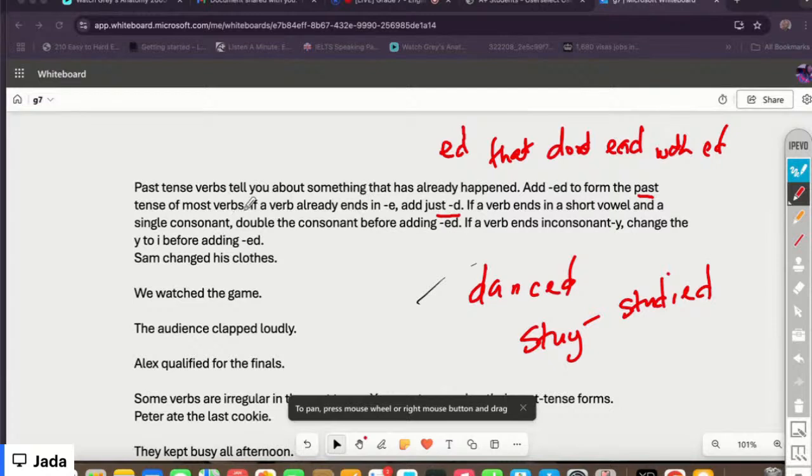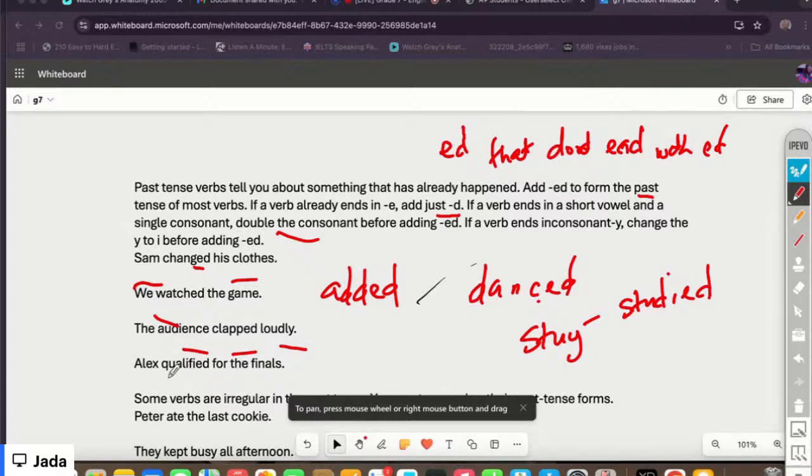It's just like the one for the double consonant, when we have added like that. So yeah, Sam changed his clothes. Changed also is in past tense. It has the ed. He watched the game. The audience clapped together, clapped loudly. So we have clapped is in the past also. It has ed.